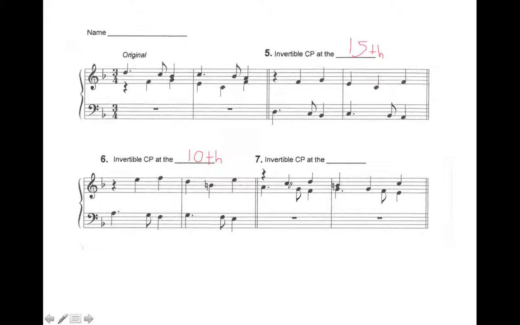And then this last one here, again, we're going back to the original. So we have D moving down to A, it's another fourth. And you have F moving up to C, so it's up a fifth. So a fourth and a fifth is an octave. So this is an invertible counterpoint at the octave.